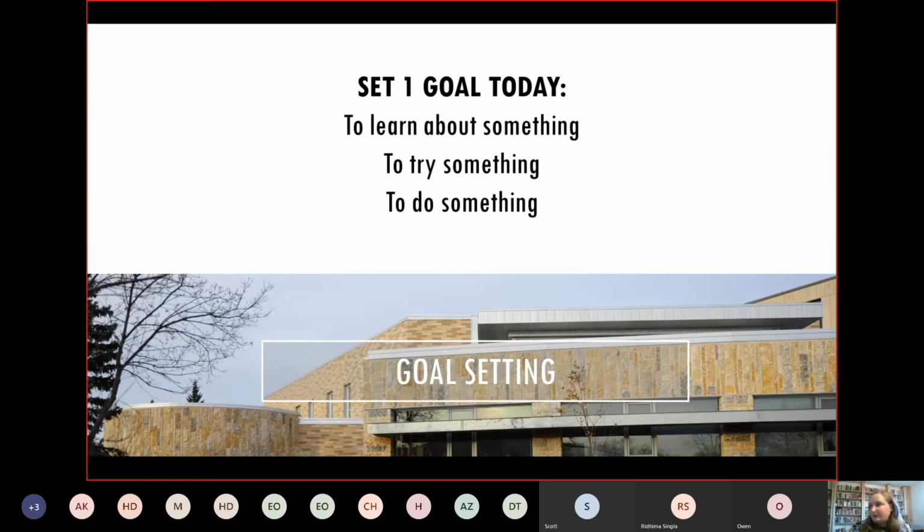But I want you, at least for yourself, to think about one goal today. So your goal might be that you want to try some of those assessments that I sent to you. A goal might be that you're going to look into volunteering somewhere that you're interested in, or trying a new class next year that'll help you explore your interests. So I just want you to think about one thing that you could do.